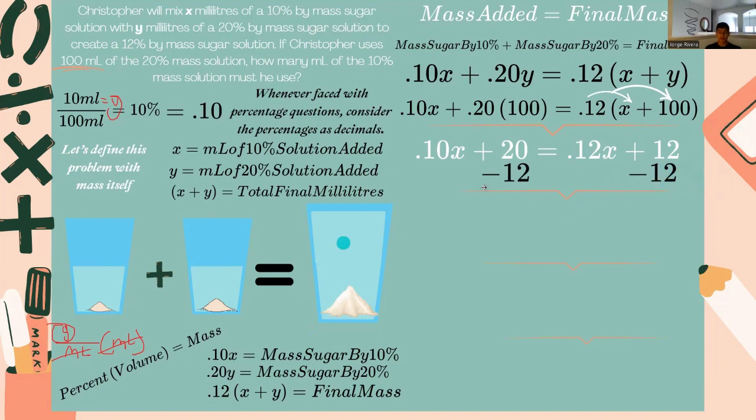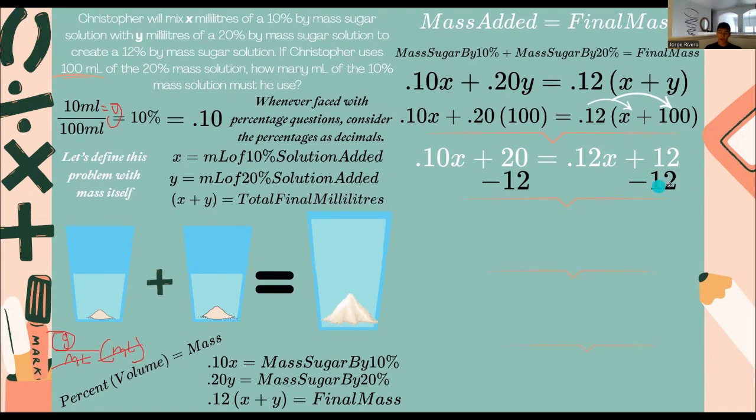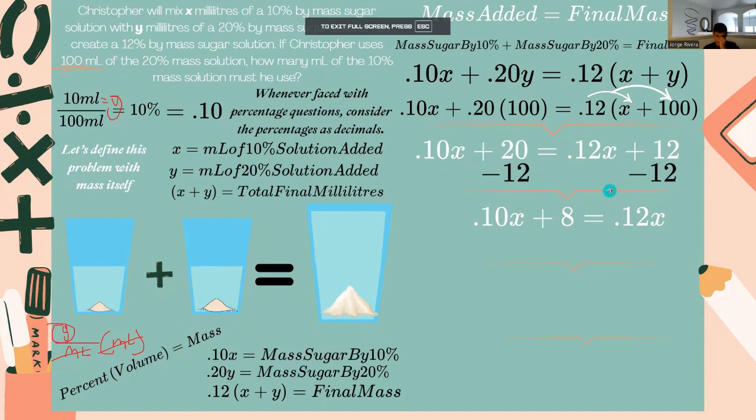So what we're going to do here is what we've always been doing since the beginning of the lesson. It's going to be minus 12 on this side as well. What we're basically doing is combining like terms. We're going to subtract 12 from both sides, and that's going to give us 0.10x plus 8 is equal to 0.12x.